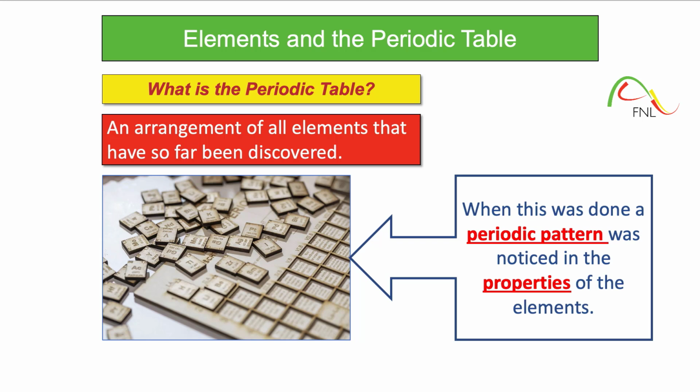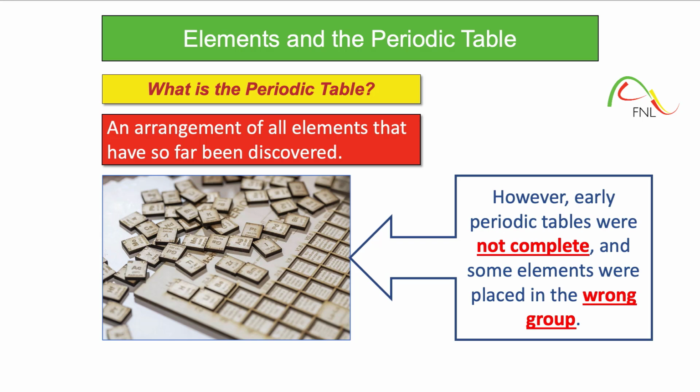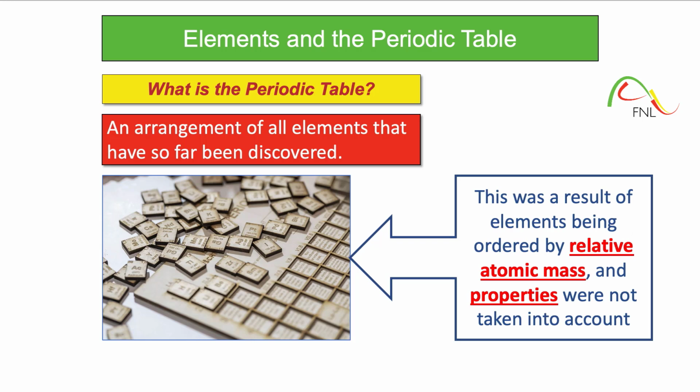Now when this was done, there seemed to be some sort of pattern, a periodic pattern was noticed in the properties of the elements. They seemed to be similar in certain groupings. However, at this point, early periodic tables were not complete, and some elements were placed in the wrong group. Some elements at this point hadn't even been discovered, and so no one left gaps for these to be slotted in. This was a result of elements being ordered by relative atomic mass, and the properties of them were not taken into account at all.